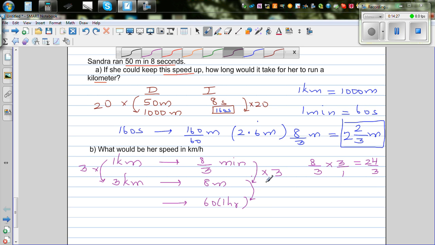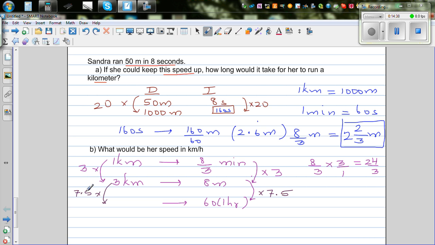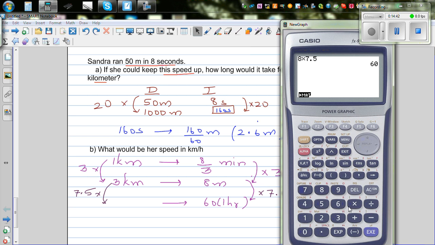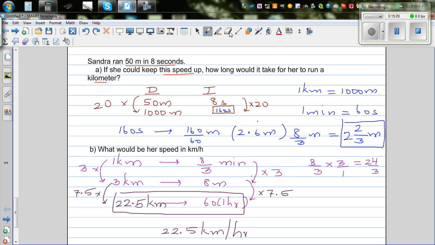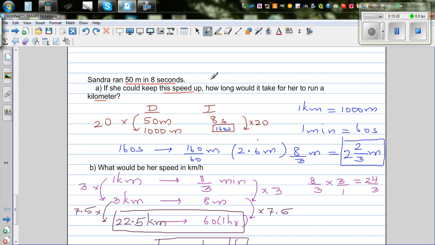So this is increasing by 7.5 times. If this is increased by 7.5 times, this has also to increase by 7.5 times. So 3 times 7.5, which is 22.5. So she's covering 22.5 kilometers in 1 hour. And that's what they're asking. What's the speed in kilometers per hour? So the answer would be 22.5 kilometers per hour. You write only h for hour. So the answer is 22.5 kilometers per hour if she runs 50 meters in 8 seconds.